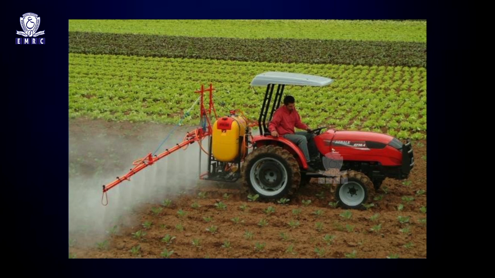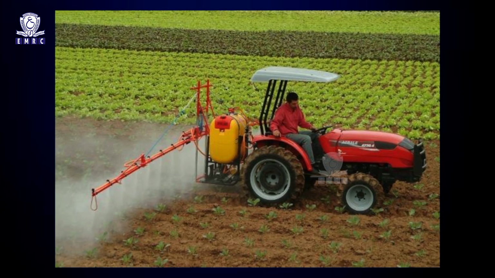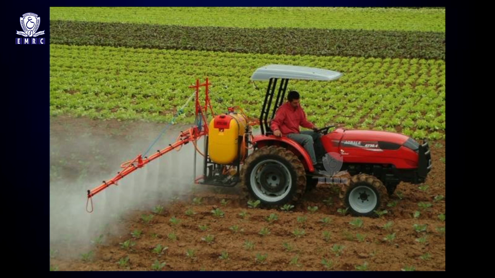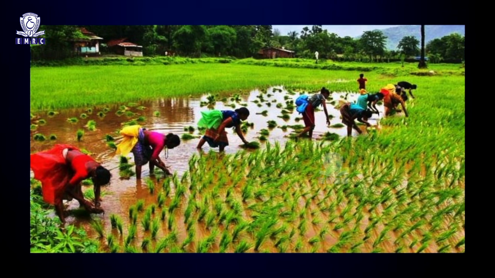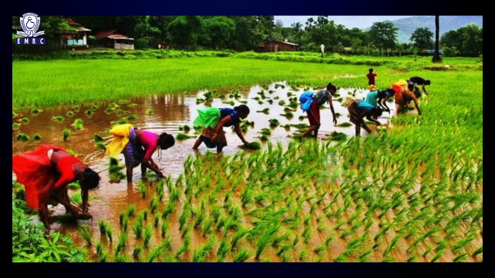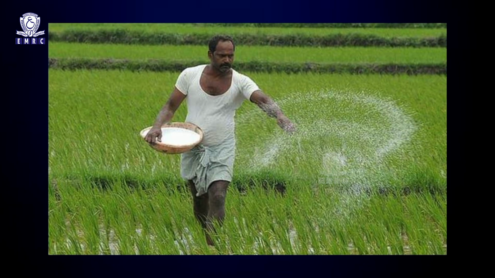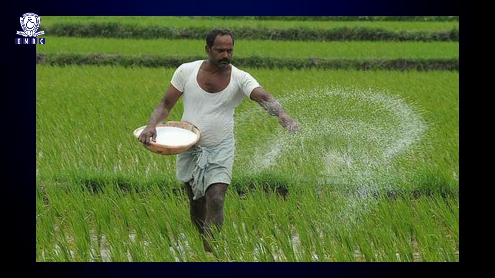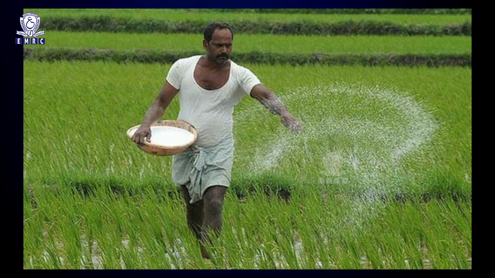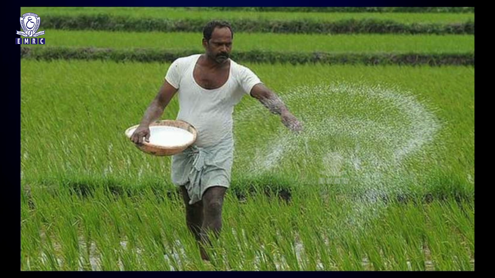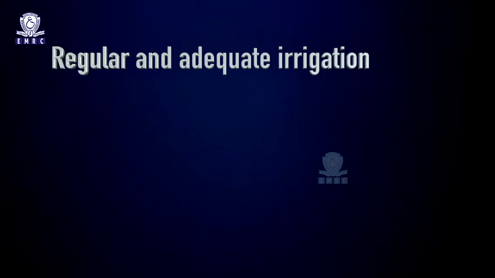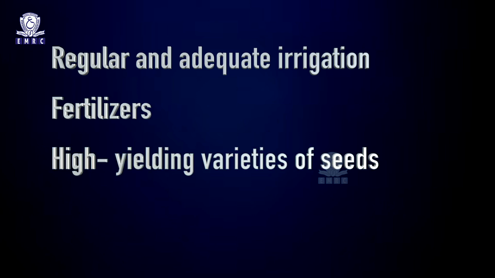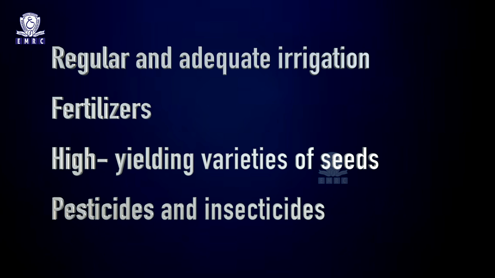Green Revolution as a new agricultural strategy. This new agricultural strategy was put into practice for the first time in India in the Kharif season of 1966 and was termed the High Yielding Varieties Program. This program was introduced in the form of a package program since it depended crucially on regular and adequate irrigation, fertilizers, high-yielding varieties of seeds, pesticides, and insecticides.